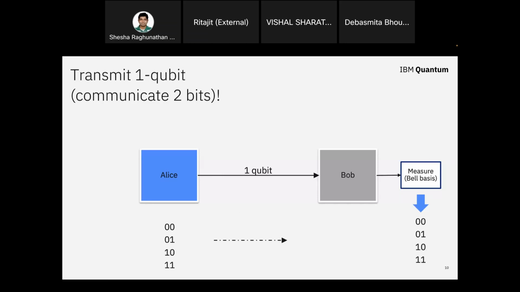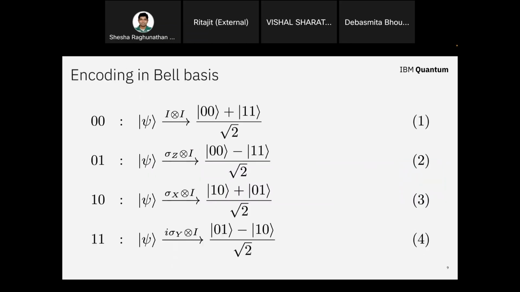There is, I think, one more question: are these operations on respective qubits of Alice unique corresponding to the classical bits? As I said, there is nothing unique about it. For example, you could have chosen I sigma y to encode 00 as information. The key observation you need to note is when you have two binary bits, there are four combinations possible: 00, 01, 10, 11. These are the only four possible combinations in a binary system.